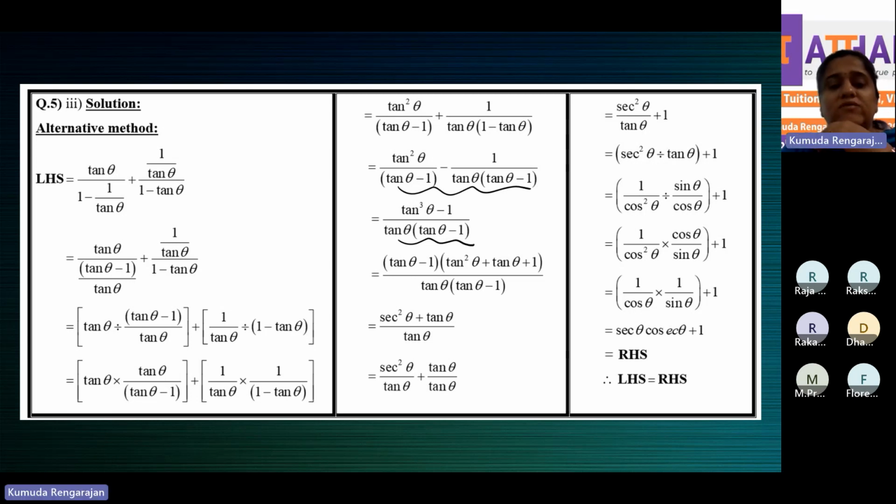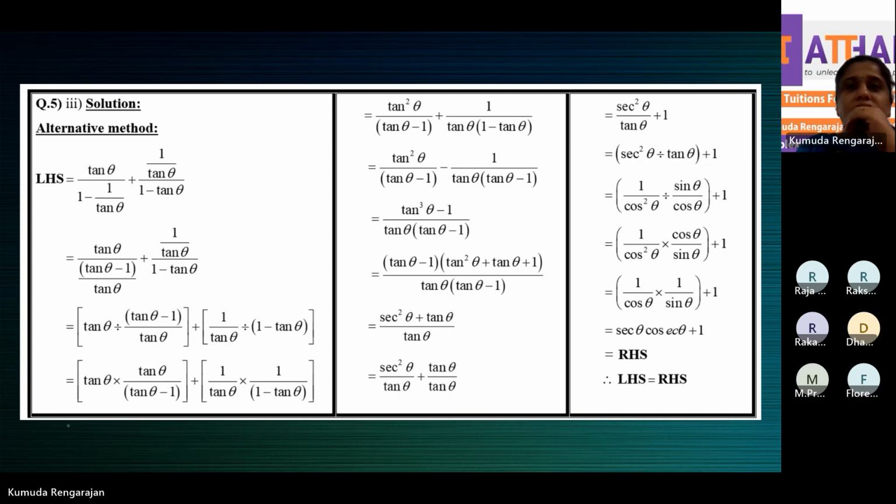Now again, the numerator is in the form a cubed minus b cubed because 1 is 1 cubed. So a minus b, a squared plus ab, tan theta into 1, plus b squared, 1 squared. Now this tan theta minus 1 and tan theta minus 1 get cancelled.